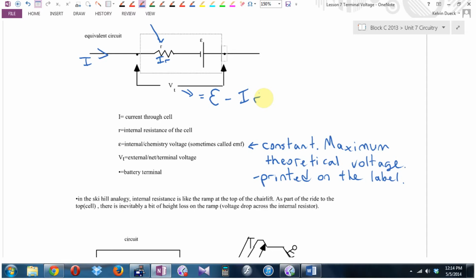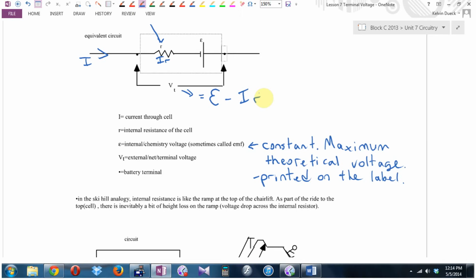The chairlift is the EMF. You never get that. In fact, in all the questions that we've been doing so far, Ashley, I've actually, in all the circuits, been giving you the terminal voltage and just not distinguishing them because you've never seen me draw a little resistor inside the battery. Go look at your notes. I've been careful to avoid that.